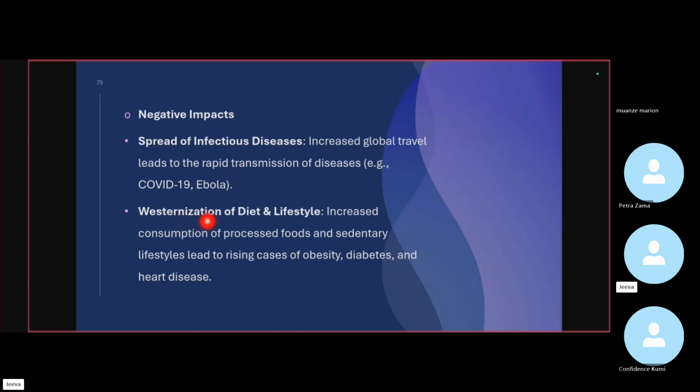Second thing is westernization of diet and lifestyle. There is increased consumption of processed food and sedentary lifestyles, which can lead to rising cases of obesity, diabetes, and heart diseases, because people tend to adopt that Western culture. They like to have processed food, fast food. Because of this, people become obese, diabetic, and other health conditions can affect them. So these are some of the negative impacts of globalization which affected people's health.